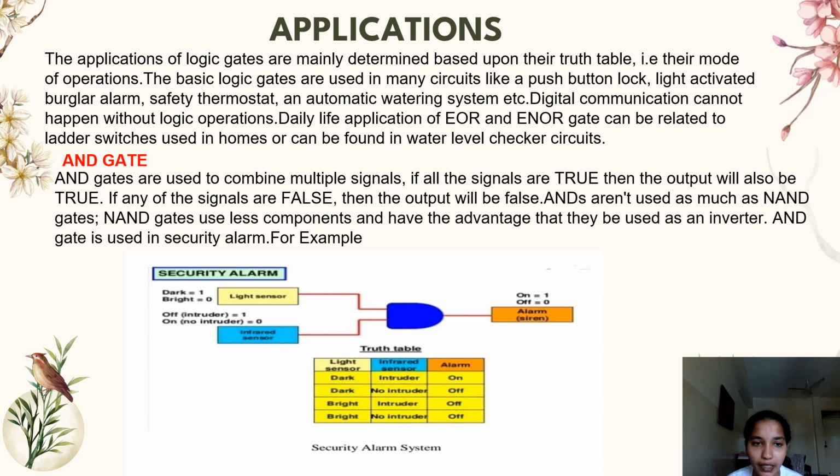AND gate. AND gates are used to combine multiple signals. If all the signals are true, then the output will also be true. If any one of the signals is false, then the output will be false. ANDs aren't used as much as NAND gates. NAND gates use fewer circuits and have the advantage that they can be used as an inverter. AND gate is used in the security alarm, for example, as shown below.